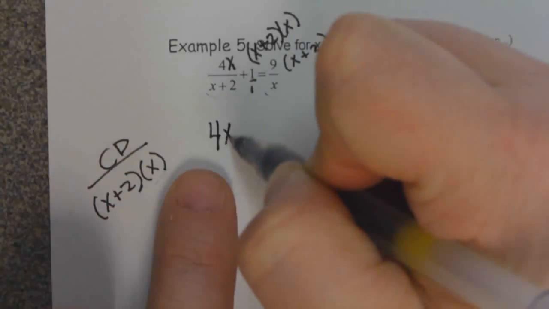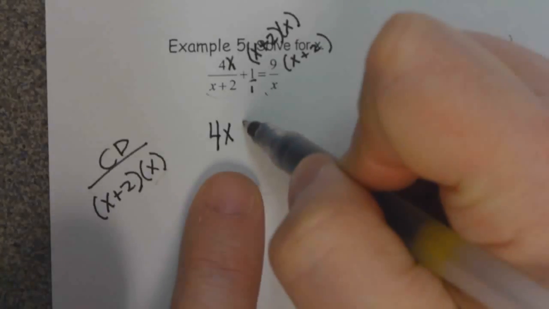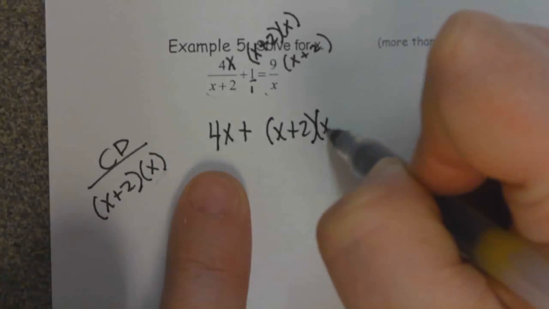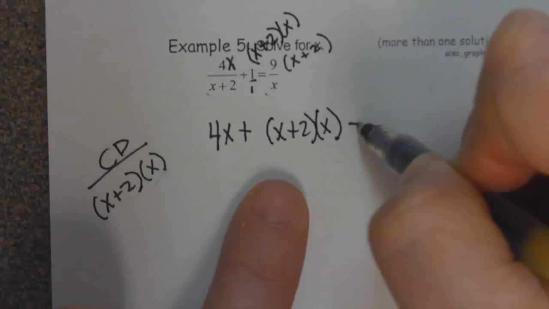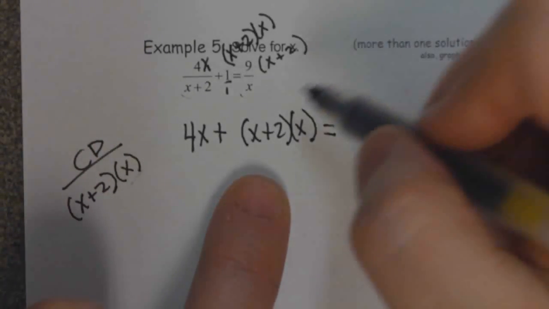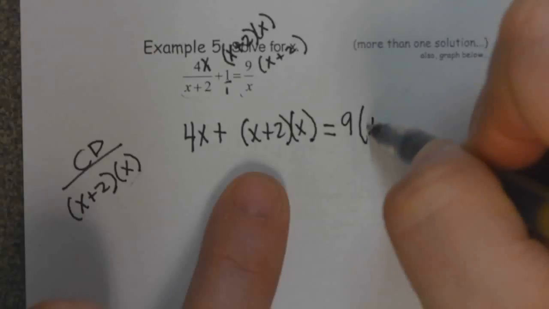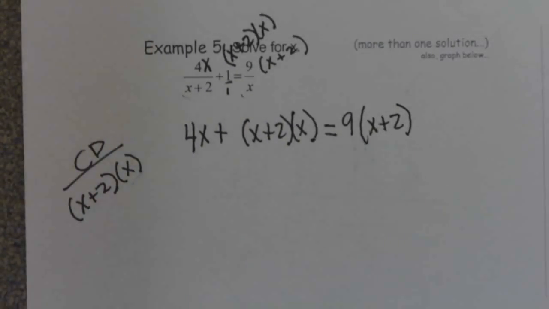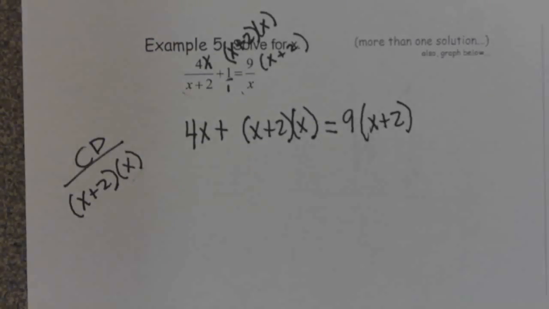I would have 4 times x, because it was missing that. Then I would have to multiply these two together. So I'm just going to write it here so that I can do it in just a minute. And then I would have to multiply the 9 by the x plus 2. So I really just wrote it out so that I didn't lose you guys while I was doing this, okay? And now I'm going to go back through and actually do my multiplying.